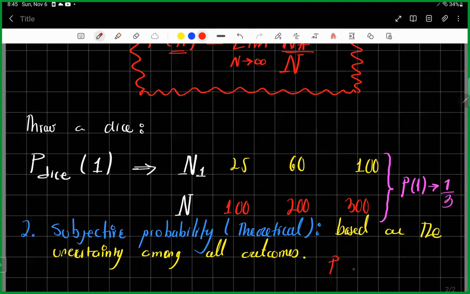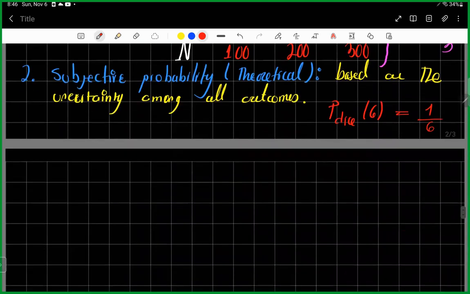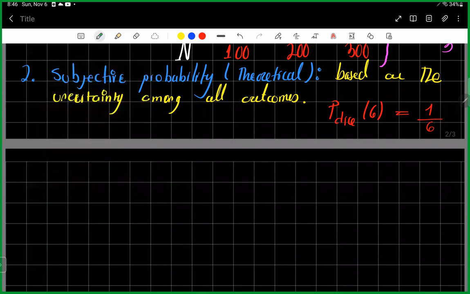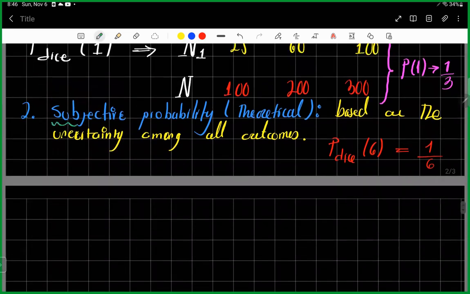Here, the probability of a dice to get a 6, for instance, will be 1/6. There are six possibilities, and there's only one favorable. So this is more theoretical. This is exactly what we do in statistical mechanics, because of the large number of degrees of freedom. Now, how can I know if this is right or wrong, from the perspective of subjective probability? This is important.